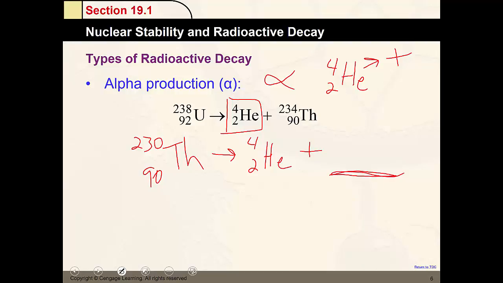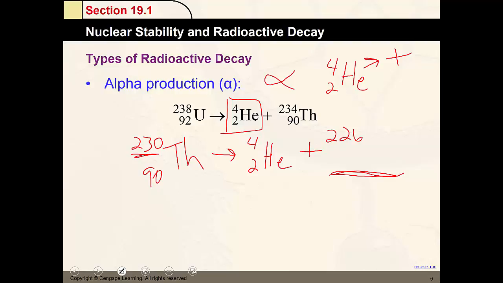And still, the law of conservation of mass applies. So the mass number is going to stay the same, and the atomic number is going to stay the same. So on the left side of the arrow, we have a mass number of 230. So that means overall on the right side, we need a mass number of 230. So that means altogether, you have to think about 4 plus what equals 230. So that has to be 226.